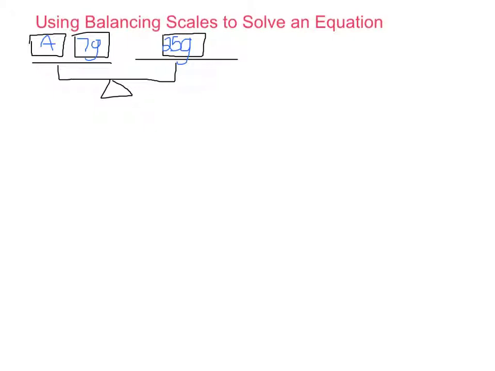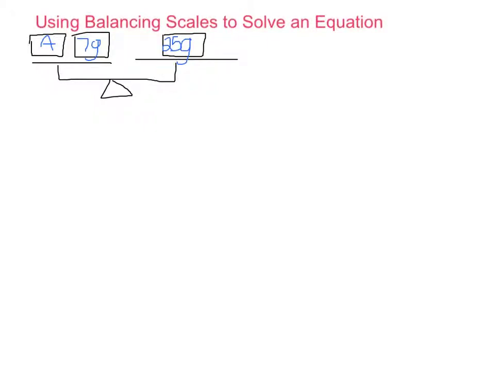And you'll have to excuse my drawing here. It's not quite so easy to draw on the iPad, but here's my balance scale. So I have my unknown mass, which is A, and then I have 7 grams on that side of the scale. And then on the other side of the scale, I have 25 grams. And in your head, you could probably just figure out what it is. But to show your work, we're just going to go through this example together.